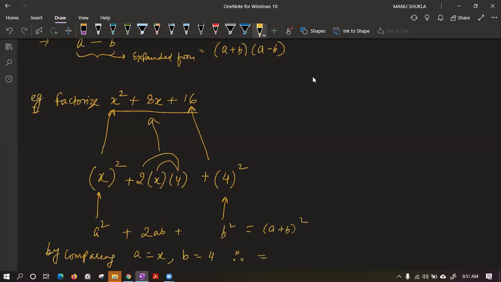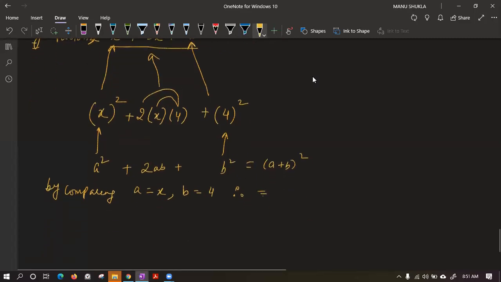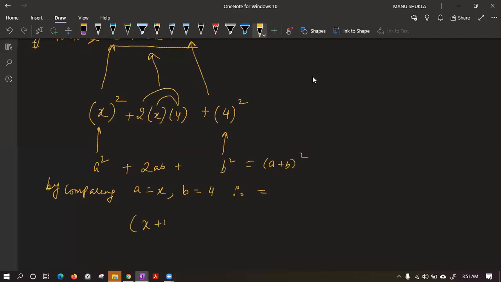So the answer is x plus 4 whole square, or x plus 4 into x plus 4. So this is also one of the most convenient ways to factorize, where we are looking at whether the expanded form is the same as the formula.